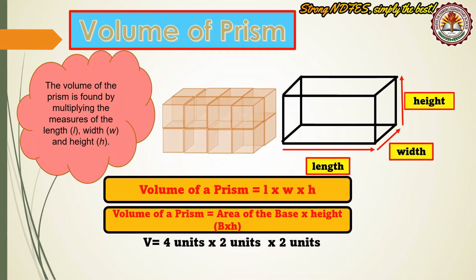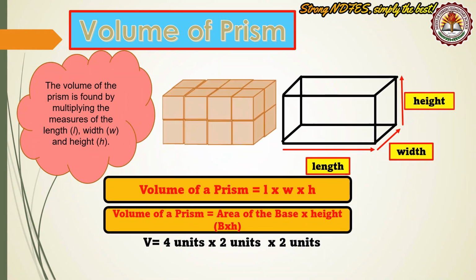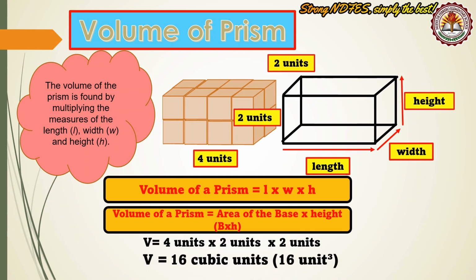So as you see in our example, multiplying the length, which is 4 units, the width, which is 2 units, and the height, which is also 2 units, it gives us the result, which is 16 cubic units.